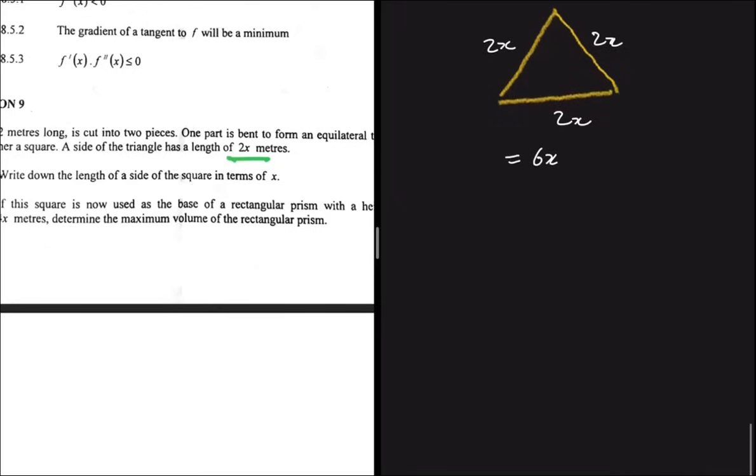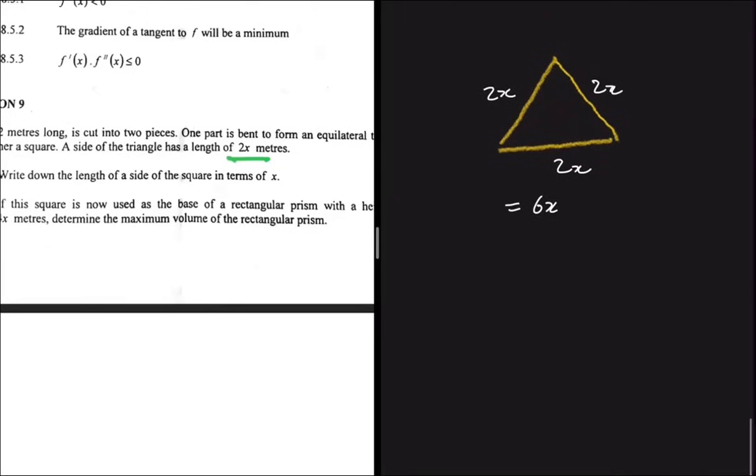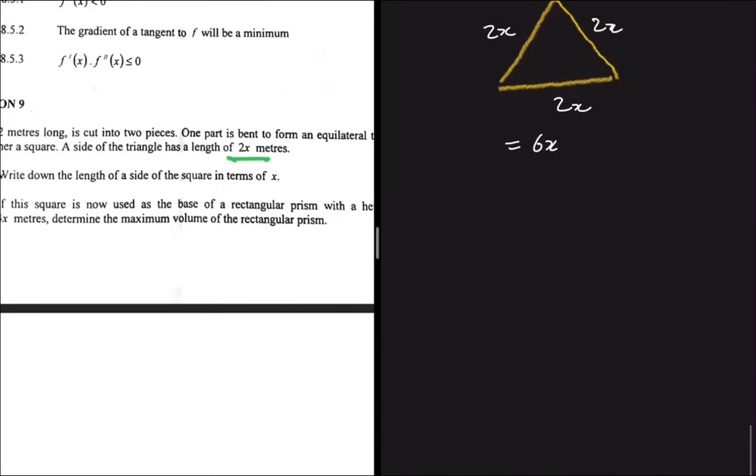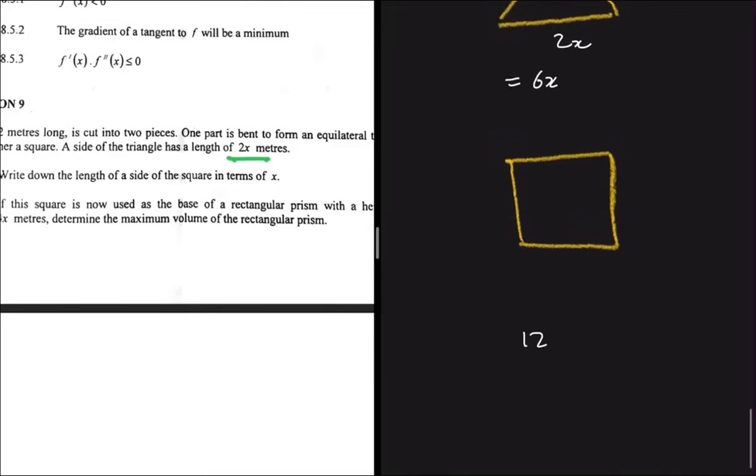Now the other piece of wire that is remaining is used to form a square. So let's go ahead and draw a square. From the 12 meters, we have already used 6x meters, so we can say 12 minus 6x. This is the amount of wire that is used to construct the square.